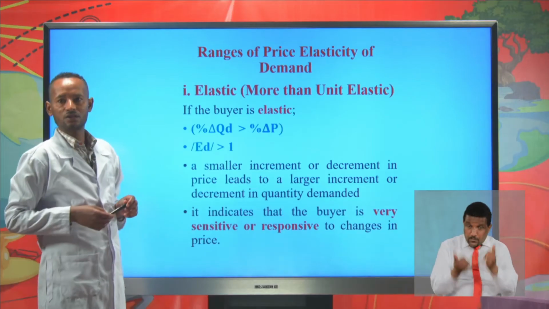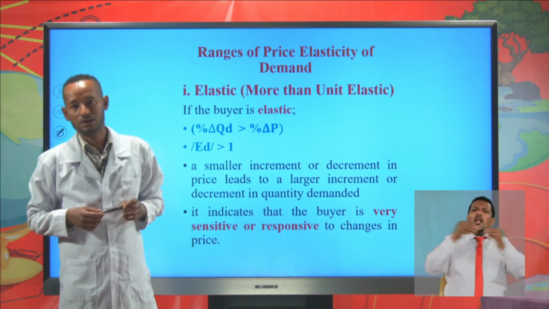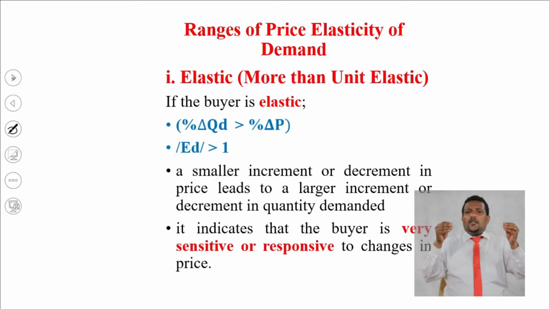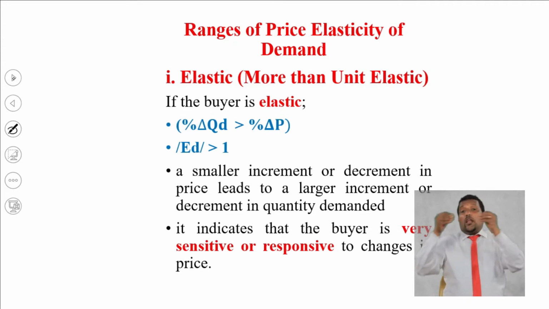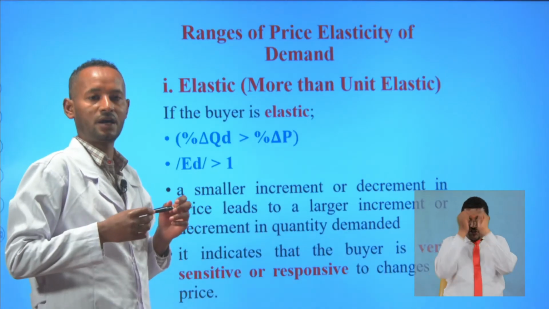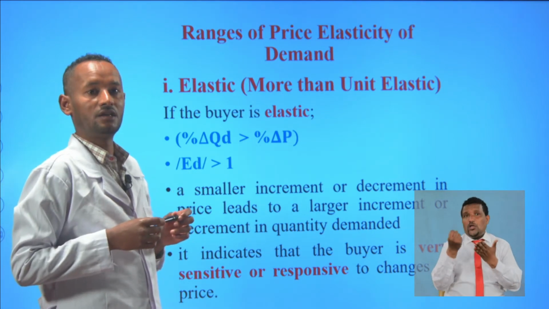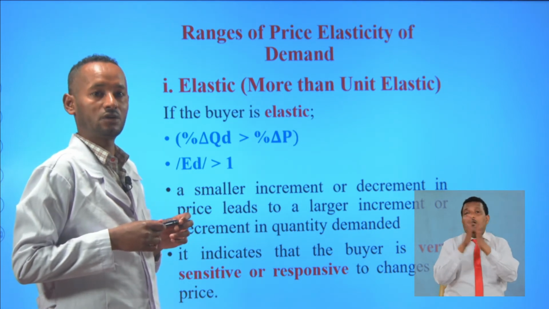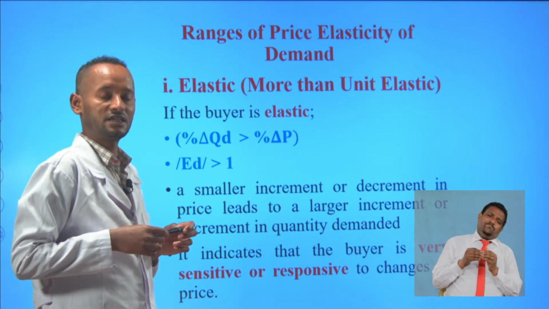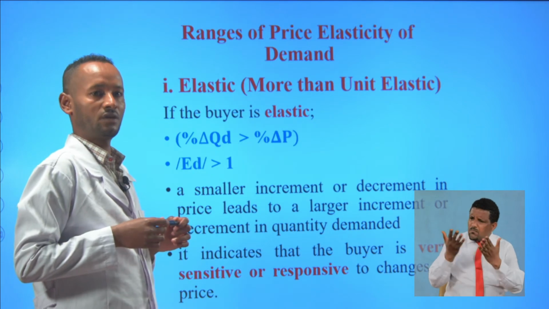Now let's see the ranges of price elasticity of demand called elastic, inelastic, and unit elastic. The buyer is said to be elastic or more than unit elastic if the percentage change in quantity demanded is greater than the percentage change in price. That means if a little change in price of a commodity leads to a higher change in quantity demanded, then the buyer is said to be elastic or more than unit elastic, indicating that he is very sensitive, very responsive to changes in price of a commodity.